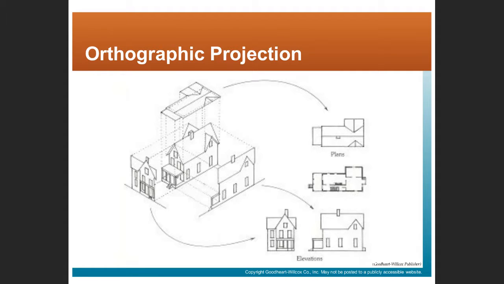So those various views, the plans and elevations, each get turned from a three-dimensional object into a two-dimensional view, and those sets of two-dimensional views get put together in a set of drawings.